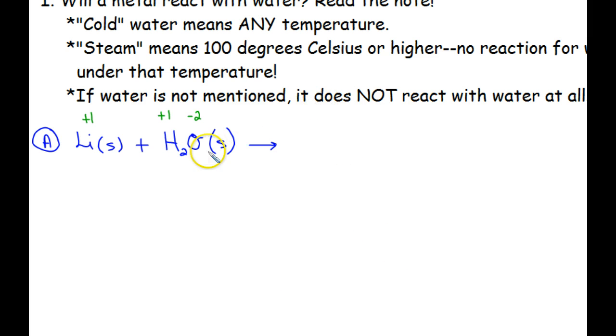So what you're going to get, the replaced element is going to be by itself. So you're going to have hydrogen and a compound of lithium and oxygen. Now, I specifically wrote out the words first to draw your attention to the fact that you have to write correct formulas. Hydrogen is one of the diatomic elements you're supposed to have memorized.